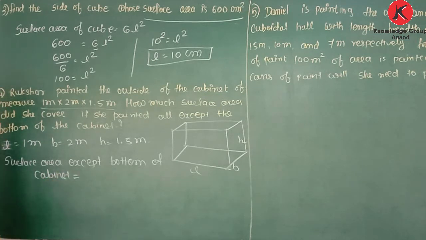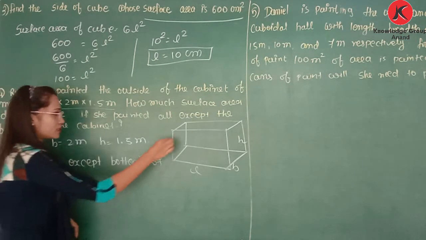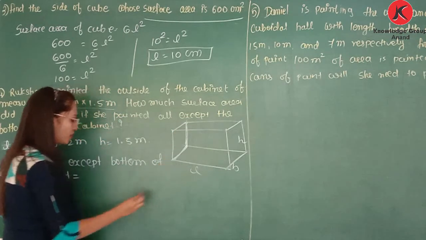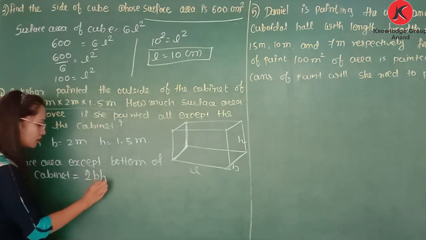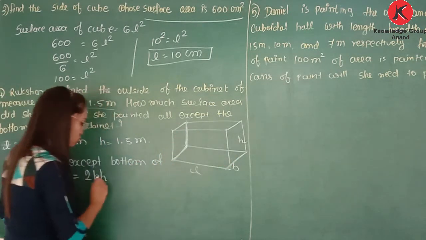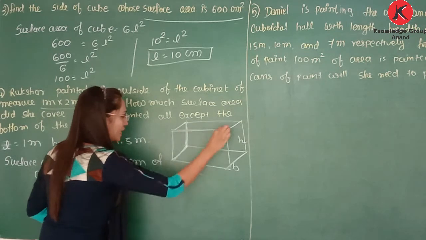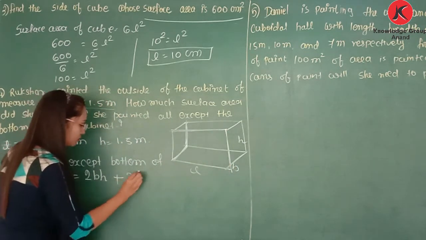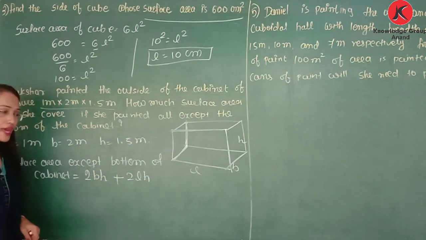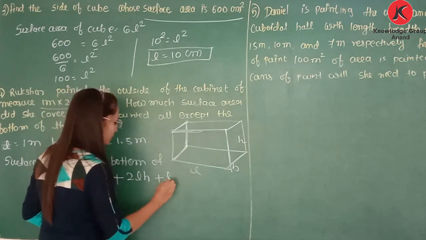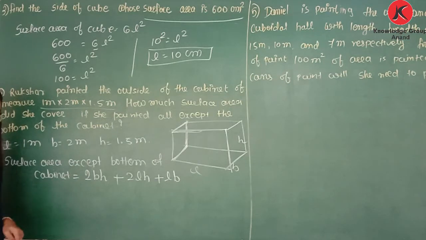What will be the equation? Here we need to write this side, that is breadth and height. So BH. Now we need to cover this side and this side. So 2BH plus front side, that is LH. Also back side is also LH. And top surface is LB. We need to not consider the bottom surface.